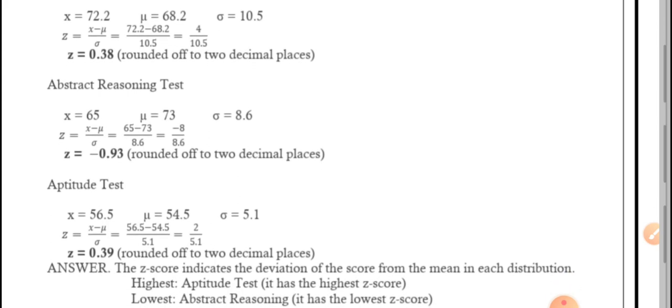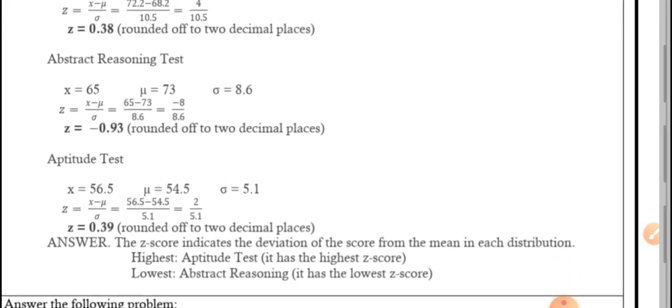So, ang tanong, saan siya pinakamataas at saan siya pinakamababa? Ayon sa ating interpretation, the z-score indicates the deviation of the score from the mean in each distribution. Highest, aptitude test, it has the highest z-score, and lowest, the abstract reasoning, it has the lowest z-score. So, paano malalaman natin yun kung bakit yun highest and lowest?